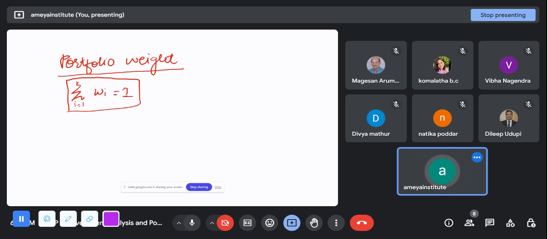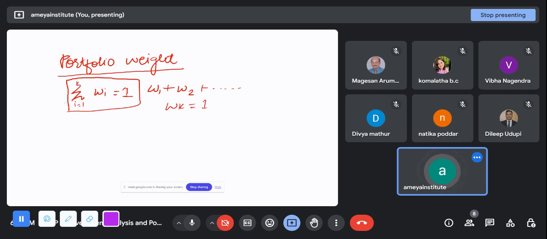So if I want to say, weight of one asset plus weight of two assets and multiple assets, if I take all together, it should be equal to 1. So weight of 1 plus weight of 2 and so on, if I have 10 assets in my portfolio, the 10 asset weights should always add up to 1.